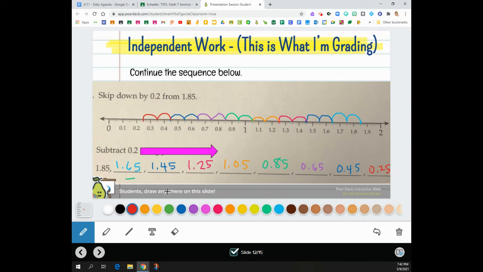So pay attention to patterns as you're filling in your numbers. That will be helpful.